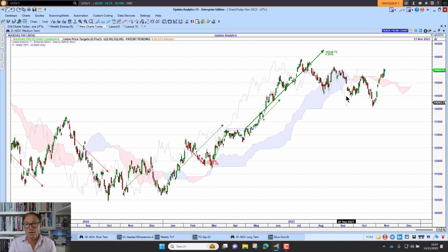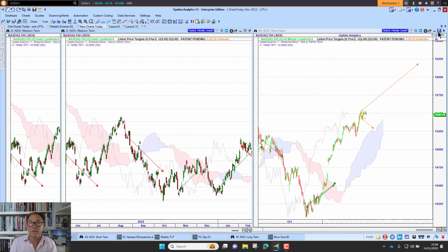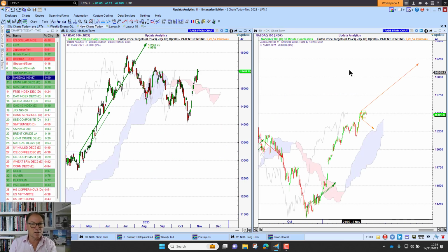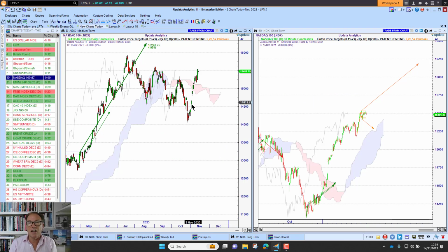And we did dip below the cloud, but now we're really back above the cloud. We haven't quite yet moved above this high, and that's going to be really important to see whether we can do that. Of course, a new all-time high would start to give us the view that the Nasdaq was going to go higher still. So we are in this uncertainty phase.